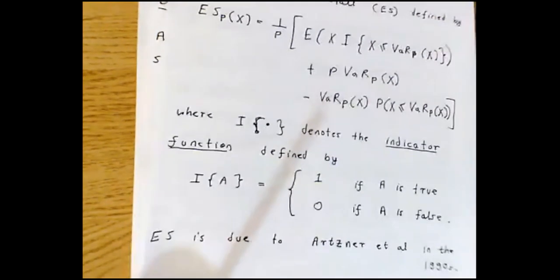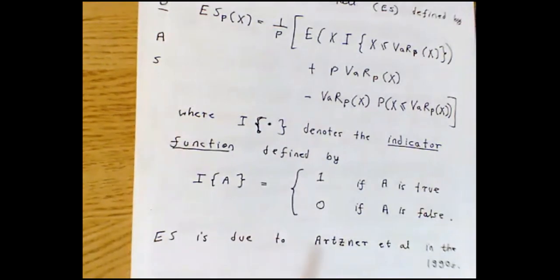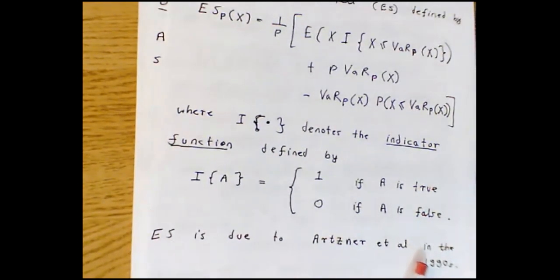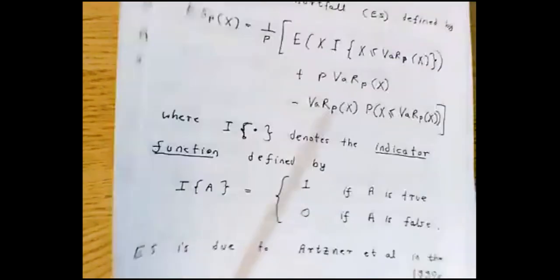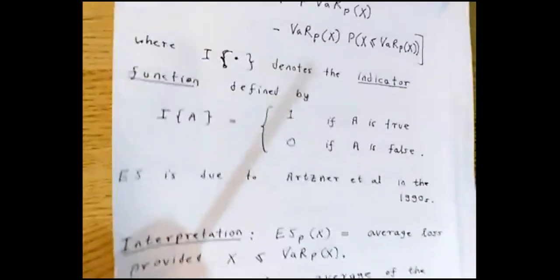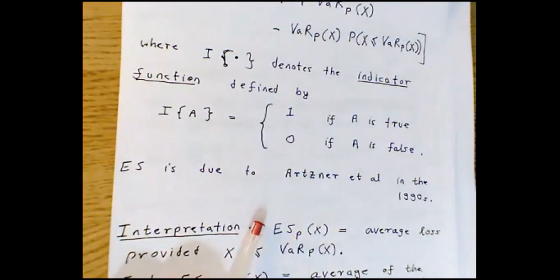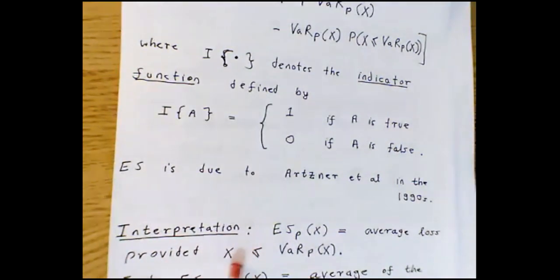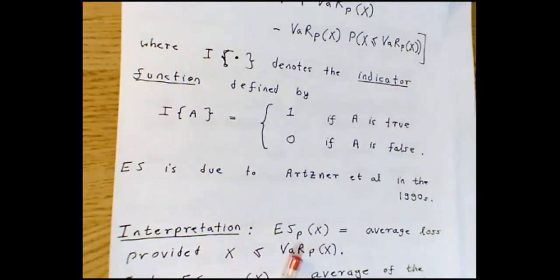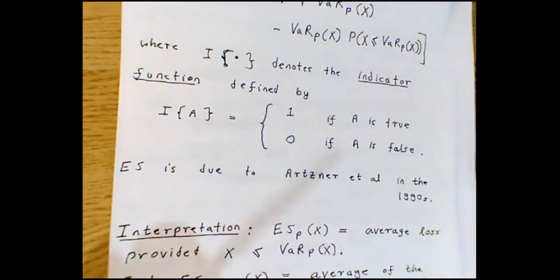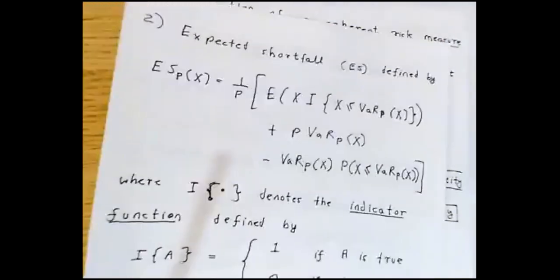And the ES, or expected shortfall, appeared in the 1990s. It's due to these guys, right? And the interpretation for ES is that it's the average loss, provided that the loss is greater than or equal to the value given by VaR at p, right? So that's the interpretation, right?